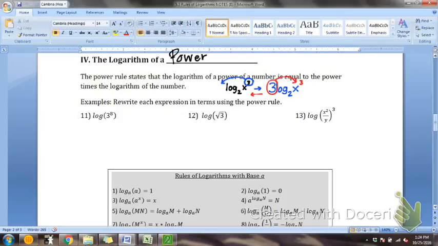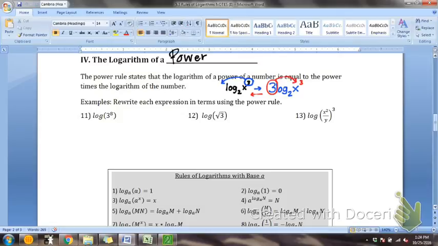Okay, so on number 11, it says log. If there is no base here, this is important, it's always base 10. It's always base 10 because your calculator is always base 10. Okay, so if there's no base there, it's going to be base 10. You don't have to write it there if you don't want to, but we might need it in the future as we go through some of these problems.